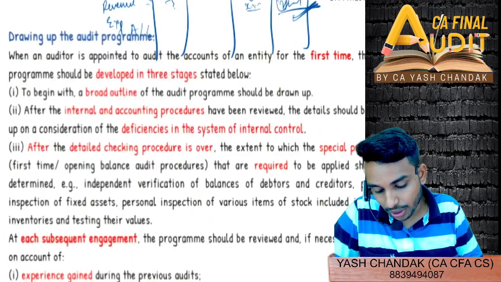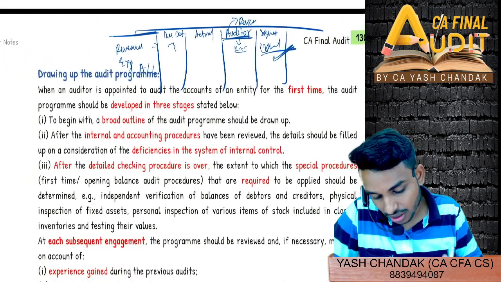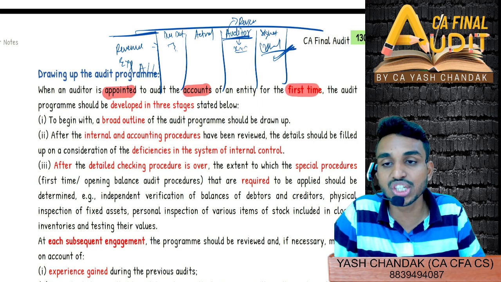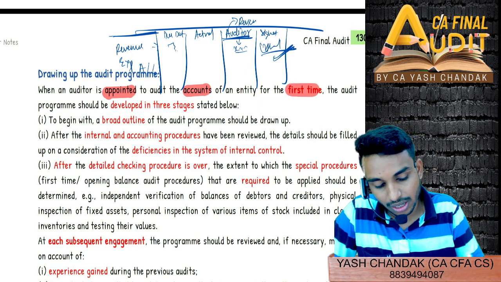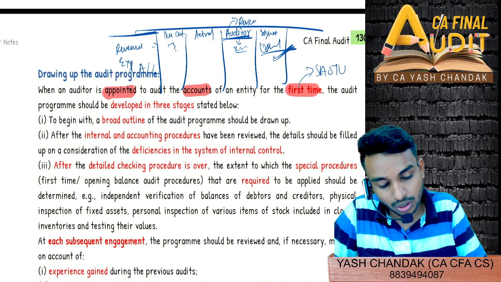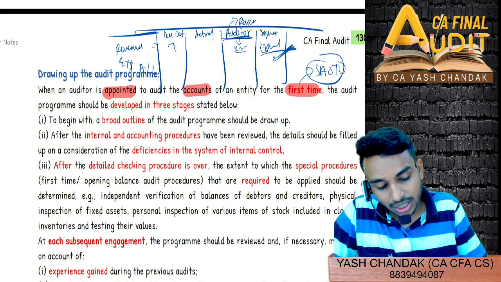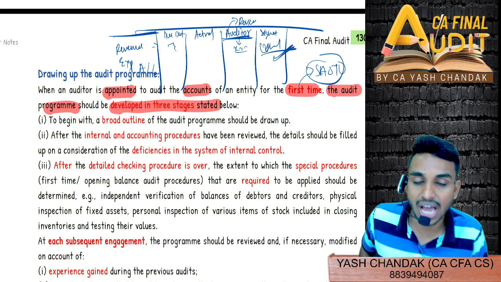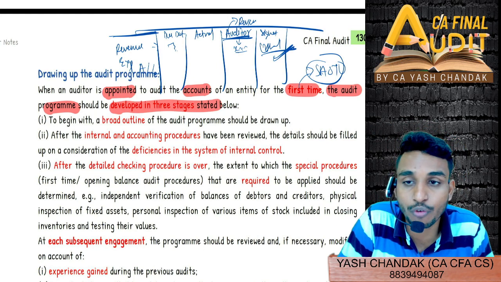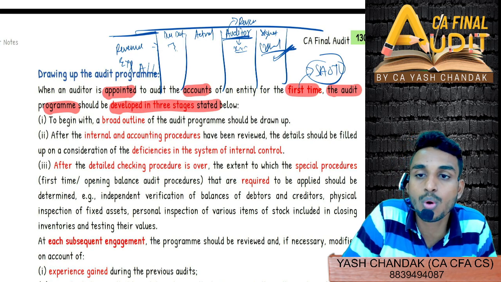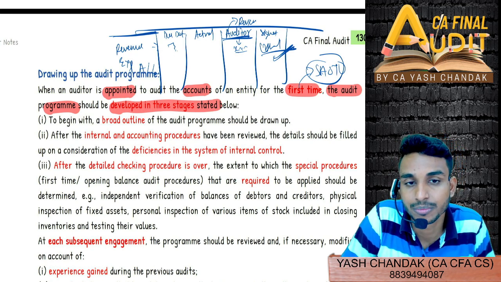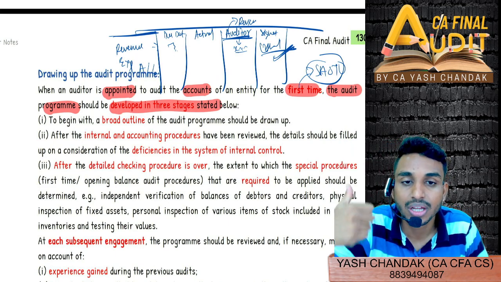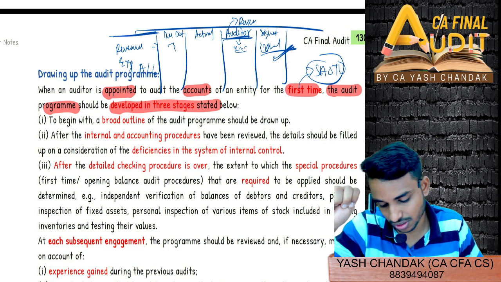Now drawing up the audit program, it says that when an auditor is appointed to audit the accounts of an entity for the first time, that is an initial audit engagement, SA 510. The audit program should therefore be developed in 3 stages. Just remember that if they ask you, you have been appointed as an auditor for the first time, how are you going to draw up the audit program? Then you will have to draw it up in 3 stages. So for initial audits, we have to draw up the audit program in 3 stages.